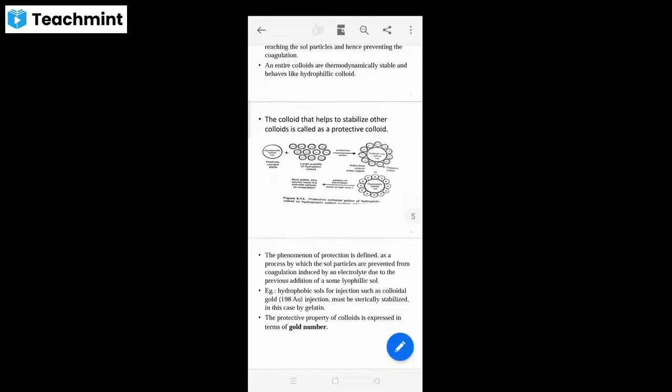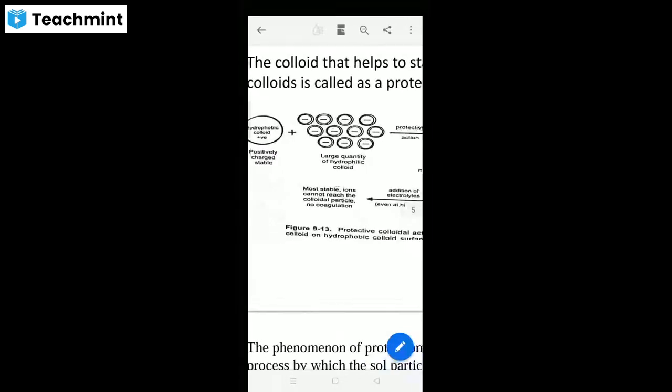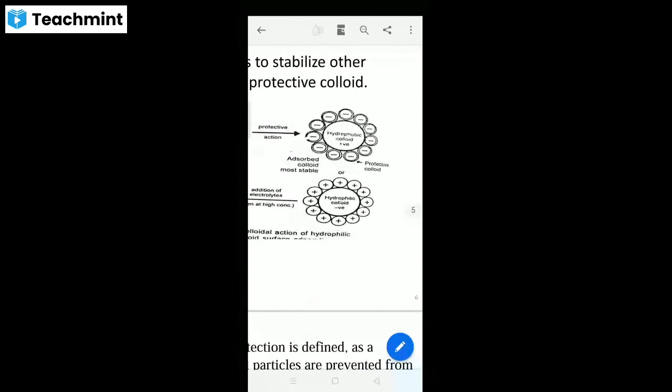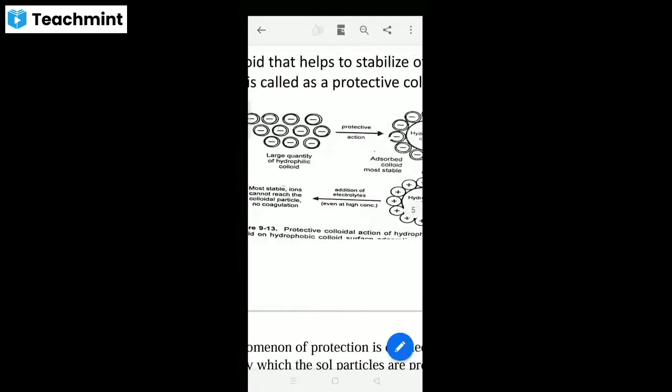So this is the mechanism. It has been mentioned over here. A large quantity of hydrophilic colloid we have to add. In this way you can see the protective action happening, because all the hydrophilic particles form a protective covering after adsorption onto the hydrophobic colloidal particles. So here we got either positive or negative, vice versa.